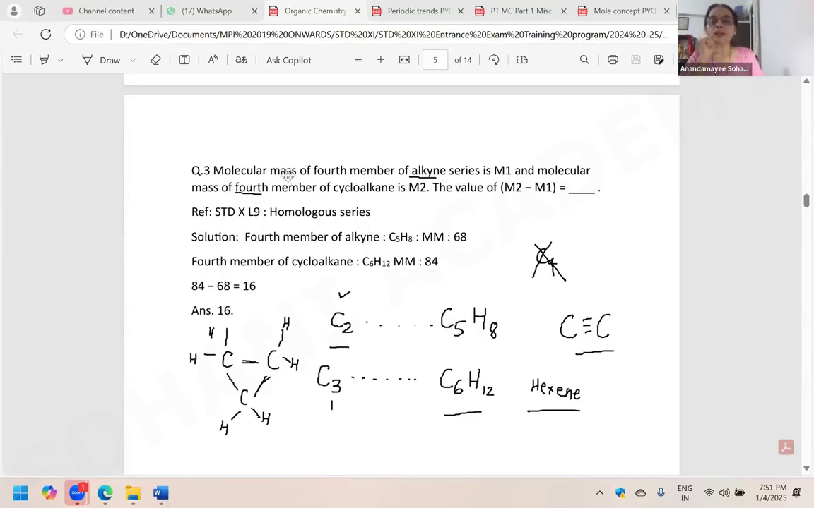The 4th alkyne is C5H8 and the 4th cycloalkane is C6H12. And then simply I have to find the difference in their molar masses. C5H8 will be 12 times 5 is 60, plus 8, 68, and C6H12 will be 12 times 6 is 72, plus 12, 84. And then the difference in that will be 16. Is this question very clearly understood? Yes. Any question of this type comes, 4th member, 5th member, 3rd member, immediately get alert.